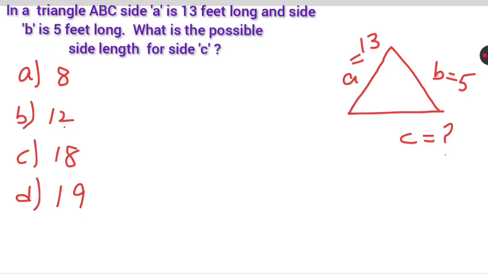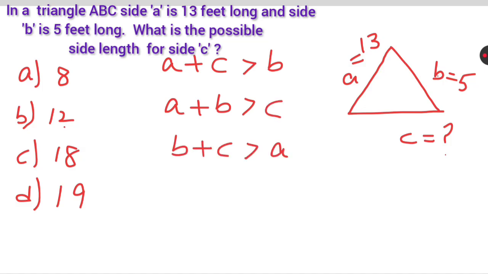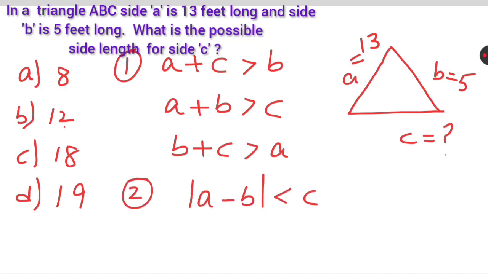To solve this, we need to use the triangle inequality theorem. So what is the triangle inequality theorem? The sum of lengths of any two sides of a triangle is greater than the length of the third side. That means for any two sides, A plus C is greater than B, or A plus B is greater than the third side, B plus C is greater than the third side, like that. This is condition 1 according to that theorem. The second condition is the modulus of A minus B is less than C. That is the second condition.